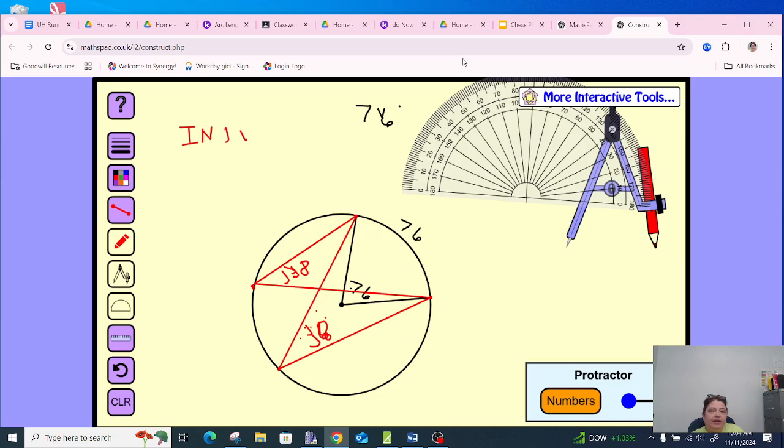And what was the relationship that you just found out? It's half. It's half of the central angle, of the same arc it intercepted. Did you find that interesting? Good.